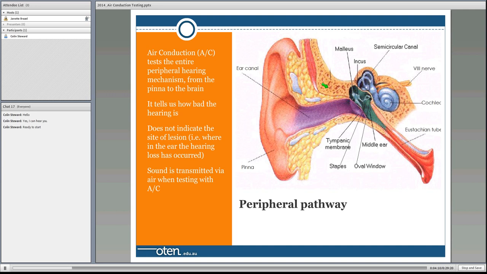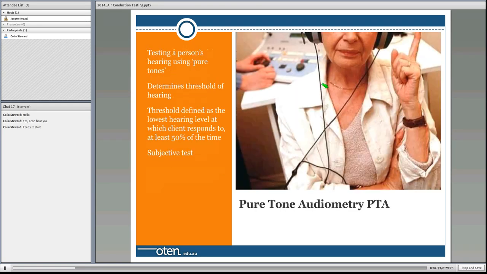Okay. And as I said, the sound is transmitted via air when testing with air conduction. That's why it's called air conduction. So with bone conduction, it's transmitted via the bone. But that will be explained next week.